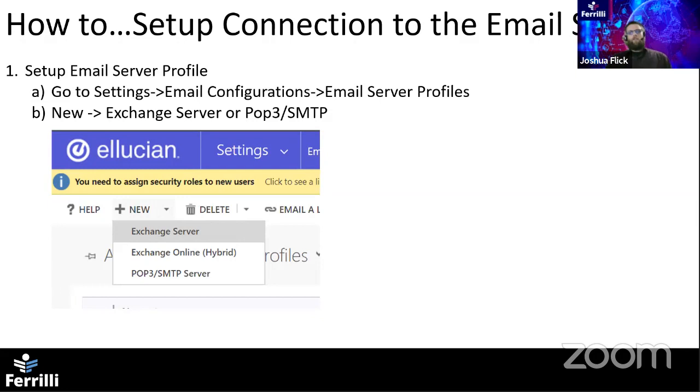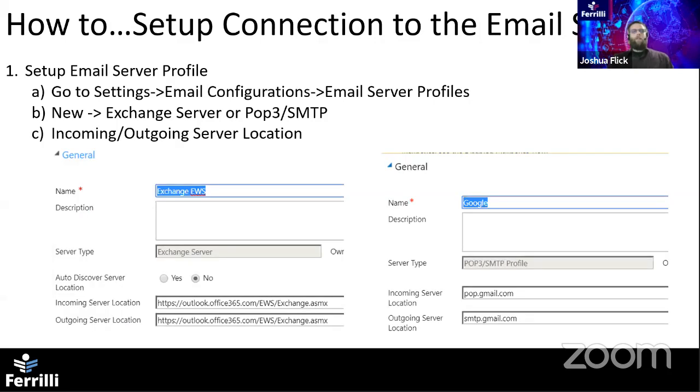If you're using Exchange or Office 365, you'll want to select the Exchange server option, whereas if you're using something like Gmail, you're going to want to select that POP3/SMTP server option. I'm not going to run through all the settings that you have to configure when you're setting up a new profile, but I will call out a couple of key ones.